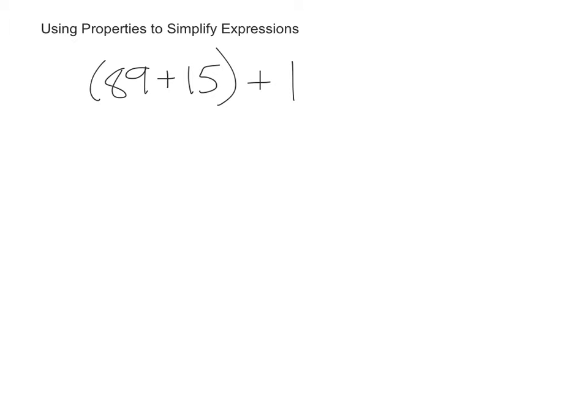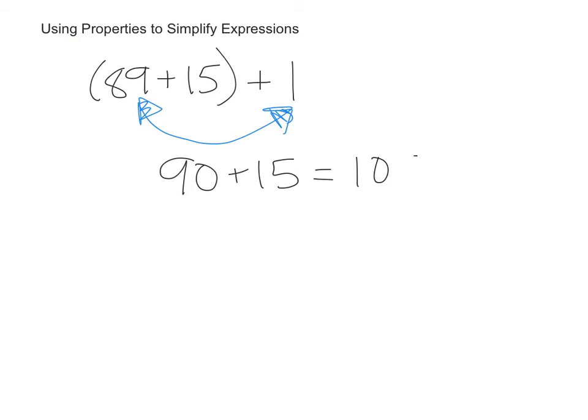So the direction that you're given is to use properties in order to simplify this problem. What I see is that the 89 and the 1 can be added together just as easily as the 89 and the 15. According to the commutative property, it doesn't matter what order you add things in. And according to the associative property, it doesn't really matter how you group things as long as all you're doing is adding. 89 plus 1 is 90. So mentally, I can very easily figure out what 90 plus 15 is in my head, much easier than 89 plus 15 plus 1. That's why you do that.